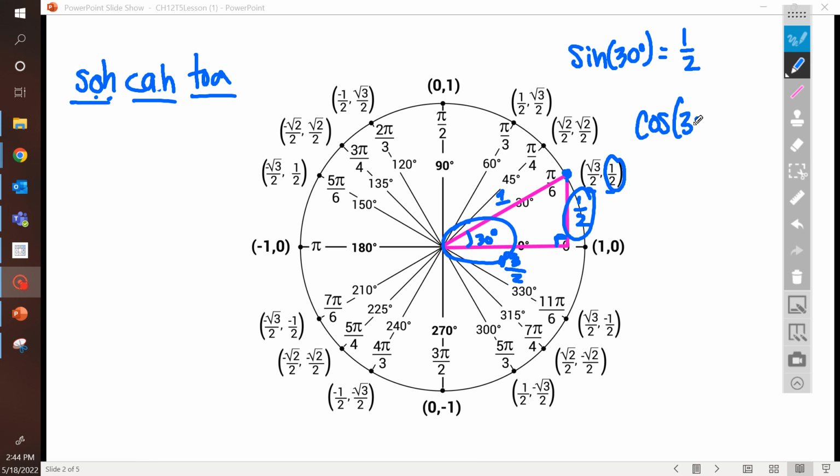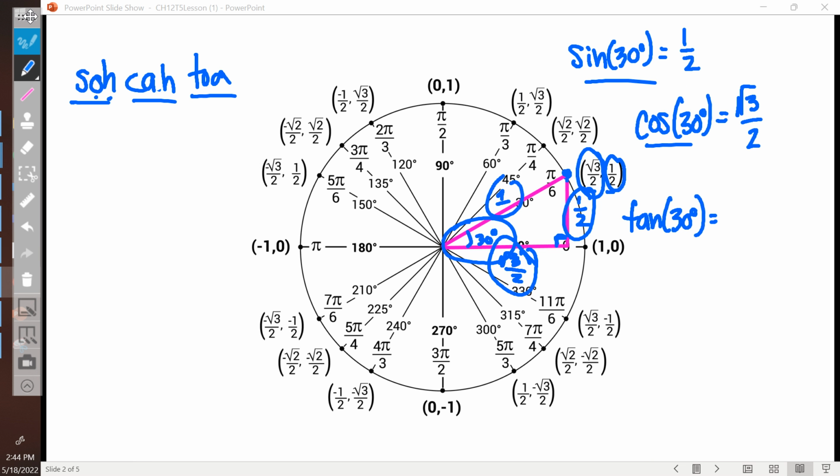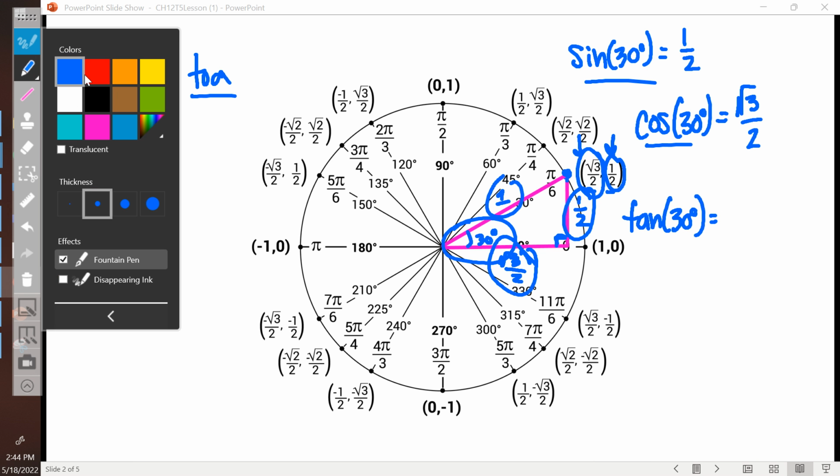Now, if I wanted cosine of 30 degrees, I'm looking at the adjacent side over the hypotenuse. The adjacent side is this, and it's over 1, so it's the same thing. So the cosine of a 30-degree angle is the square root of 3 divided by 2, which is just the x-coordinate. We can also do the tangent of the 30-degree angle. However, tangent usually requires a little more work. Sine is just the y-coordinate, cosine is just the x-coordinate, but tangent is the opposite side over the adjacent side.